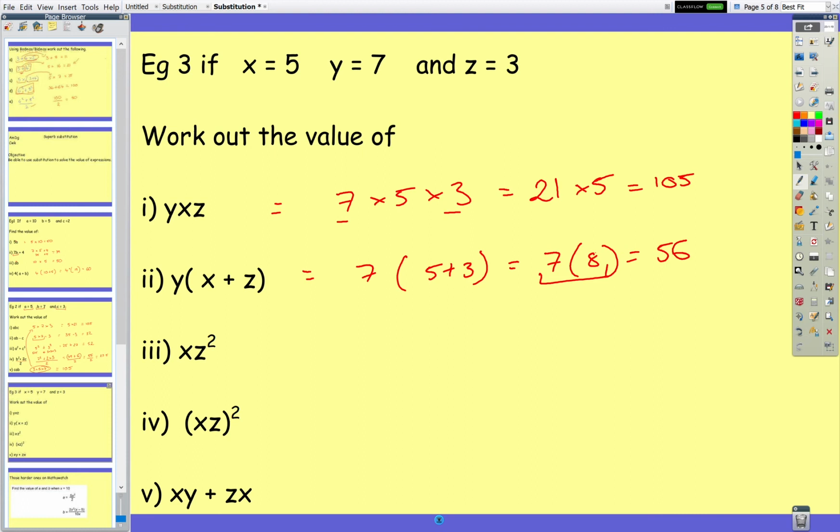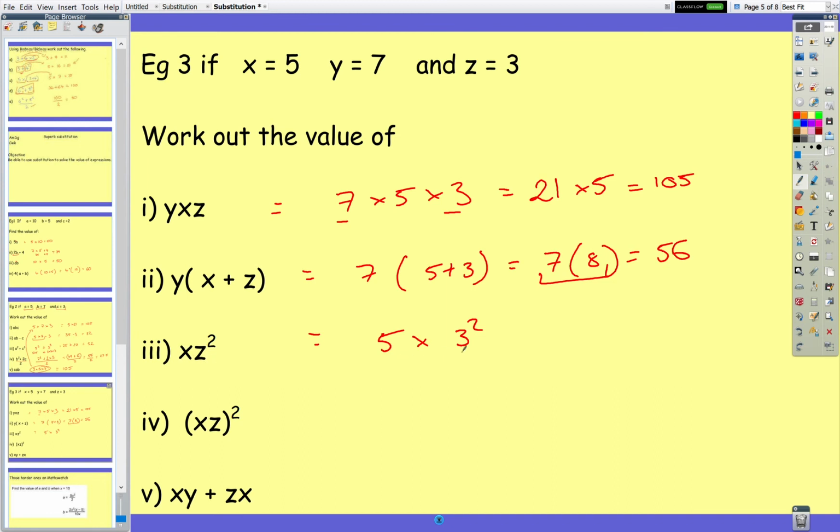It's one of the times tables that kids cannot remember. Now be careful with this one. We've got x, which is 5, times 3 squared. Notice how the 3 squared is the only thing being affected by the squaring. Only the 3 is affected by the square, not the 5. If it was everything, we'd have to have brackets between the x and the z.